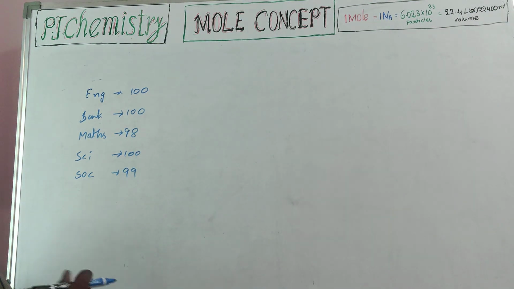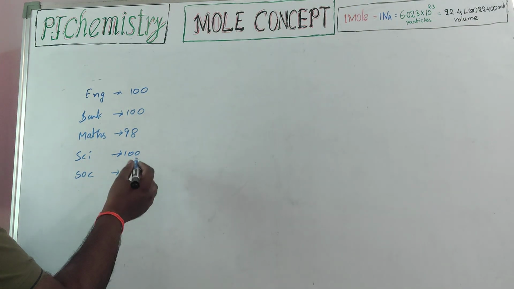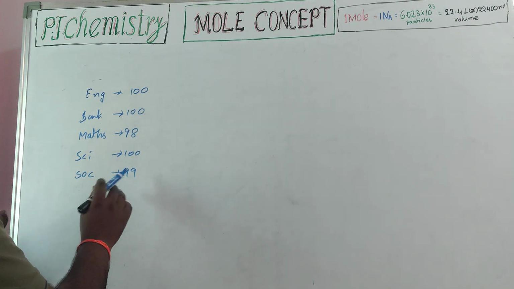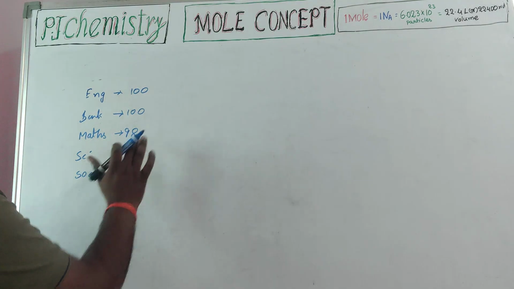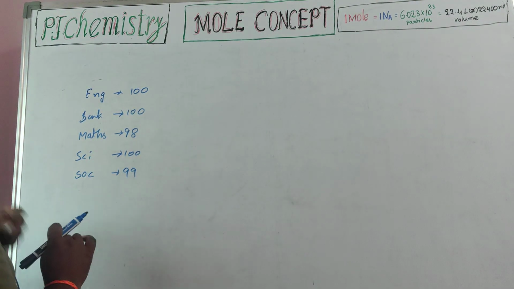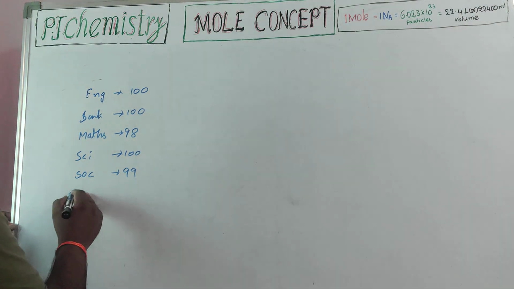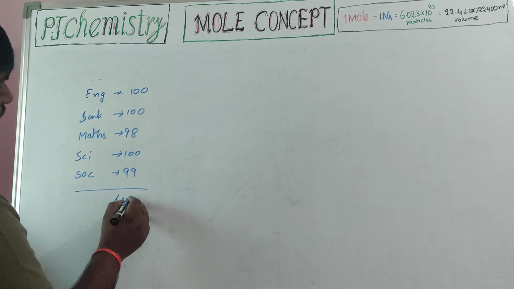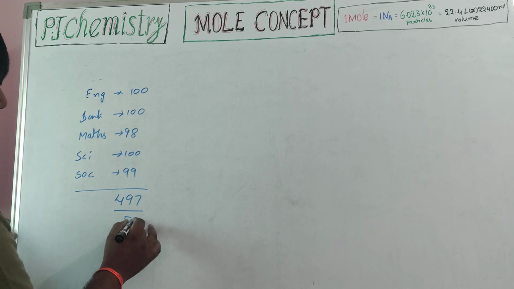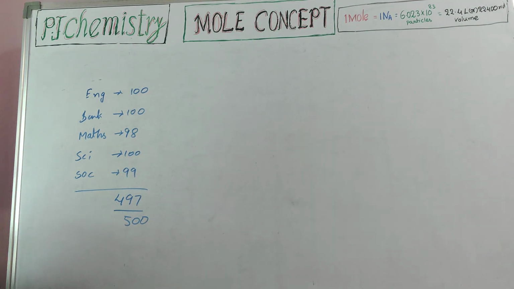Like this, they score out of 500. These are the marks. How much? 100, 200, 300, 400, 500 if we take the total overall. Here 2 marks less, here 1 mark less. 3 marks they lost. Means 497 they scored out of 500.